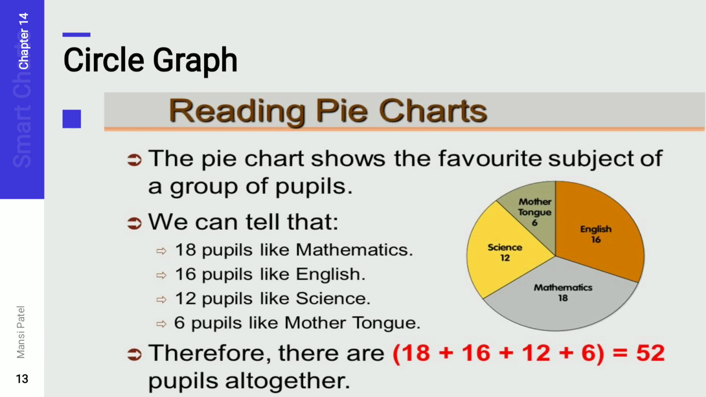Now, how to read this pie chart? How to read this circle graph? So see here, they gave this pie chart, that is the favorite subject of a group of people. How many people like English? 16. How many people like mathematics? 18. How many people like science? 12. How many people like their mother tongue? That is 6. So we can say, how many pupils are there in total? 16 plus 18 plus 12 plus 6. So there are total 52 pupils, 52 students.